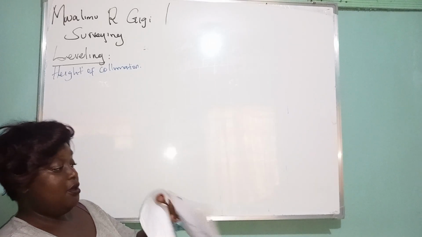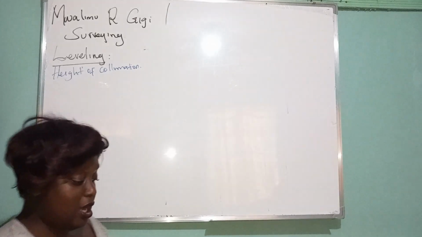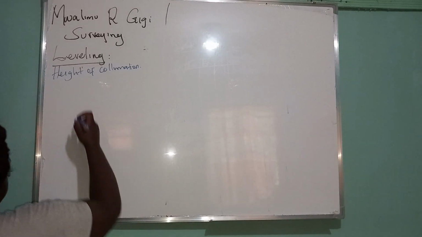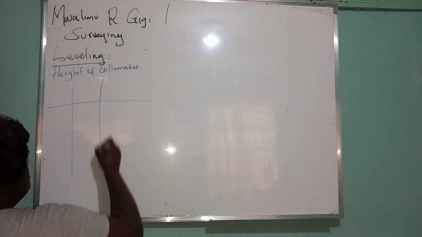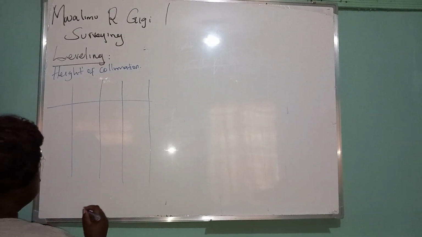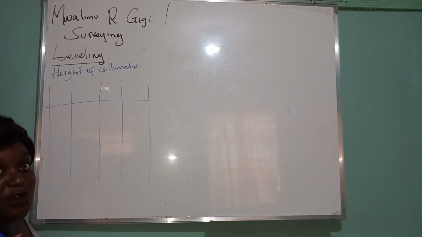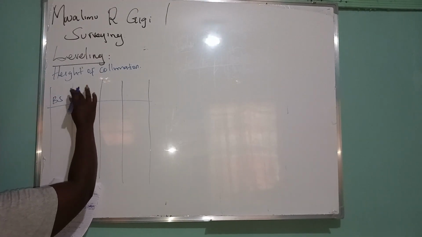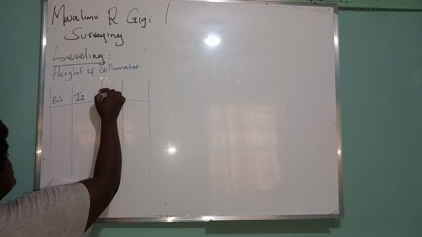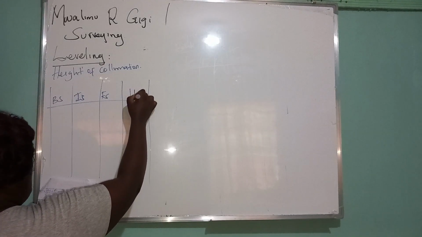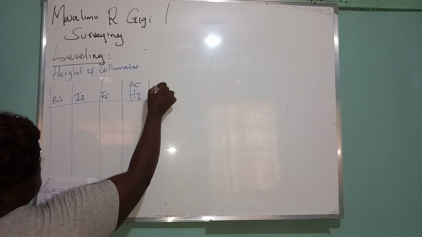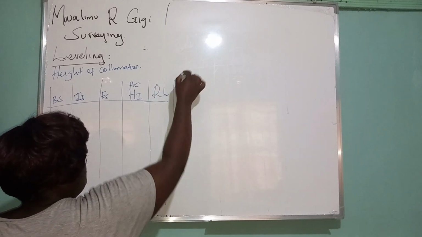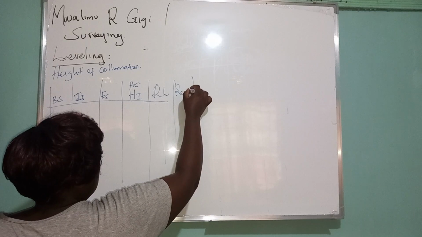We can have one example. So we have our columns. The first column is the back side, then the intermediate side, the first side, the height of instrument or the height of collimation. Then at the last we have the reduced level, then we have the remarks.